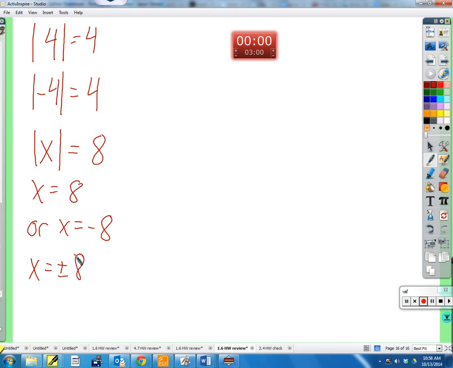Isn't that what you do with square roots? Square root, yeah, we do that too, when we're solving those kinds of equations. I don't get that. You don't get that? What? No. Oh.